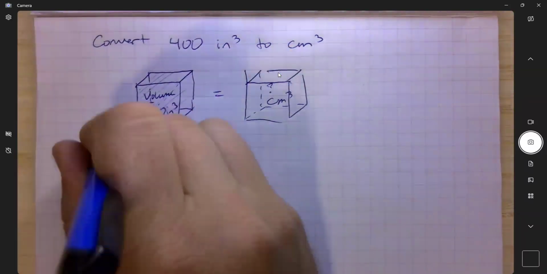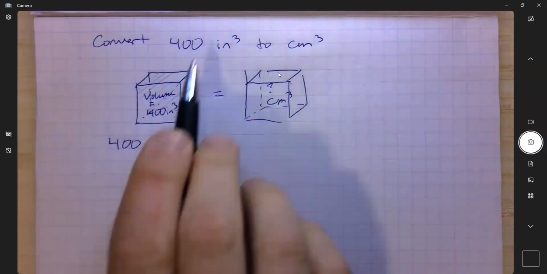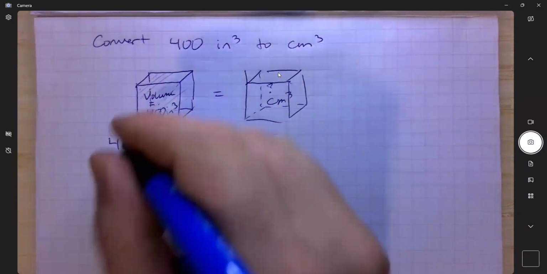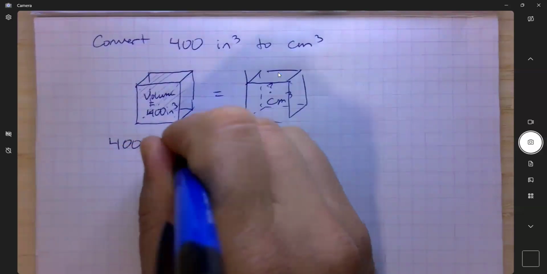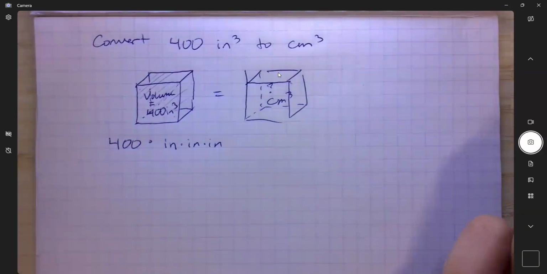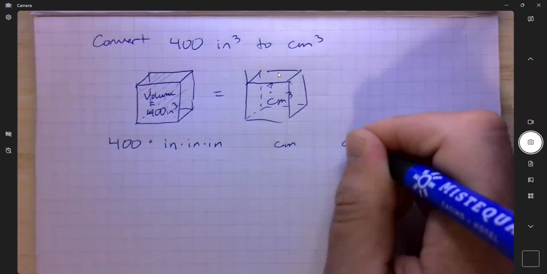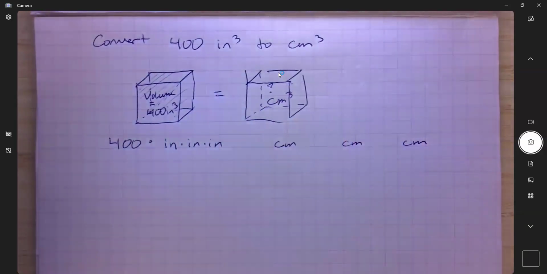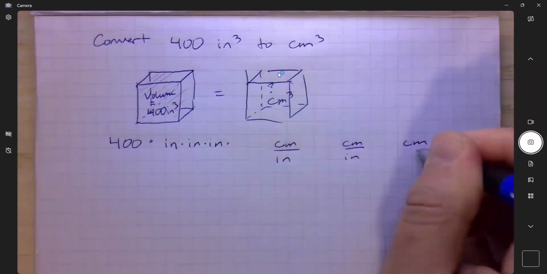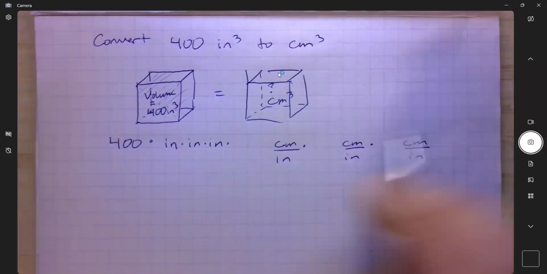Well, all we need to do is remember our first rule of exponentials, which is that an exponential is repeated multiplication. So if I have 400 inches cubed, that means I have 400 inches times inches times inches. And I want to convert it to centimeters cubed, so I want centimeters times centimeters times centimeters. And each centimeter is going to cancel with one of the inches.